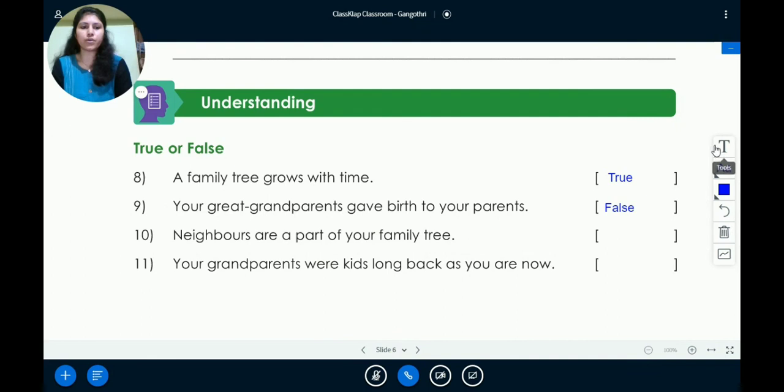Okay, so the next 10th and the 11th questions will be the homework. We have solved a few of the questions and we have given a few of the questions for homework. To get the answers for the homework questions, please reach out to your teachers. And today we have learned the definition of family tree, and we have learned the meaning of grandparents, great grandparents, and we have also described the levels of a family tree.